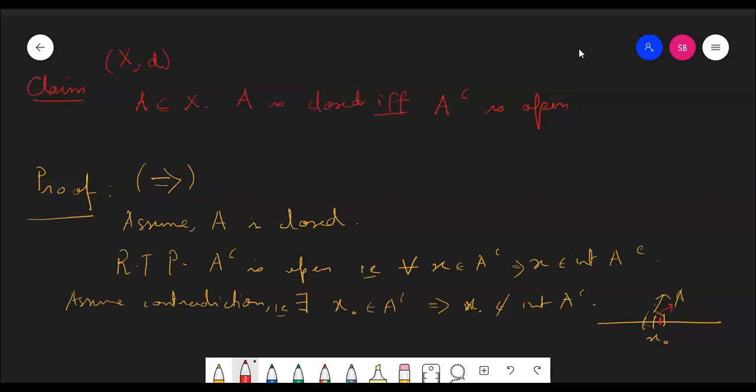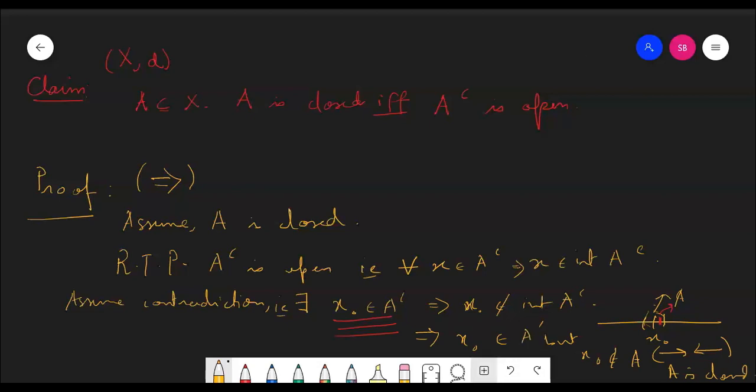Okay, and now x0 is also in A complement. So that point which is in A can't be x0 itself. So that point is in the deleted neighborhood of x0, right? Thus from here we can say x0 is a limit point of A, right? But x0 is not in A, and this contradicts our assumption that A is closed.